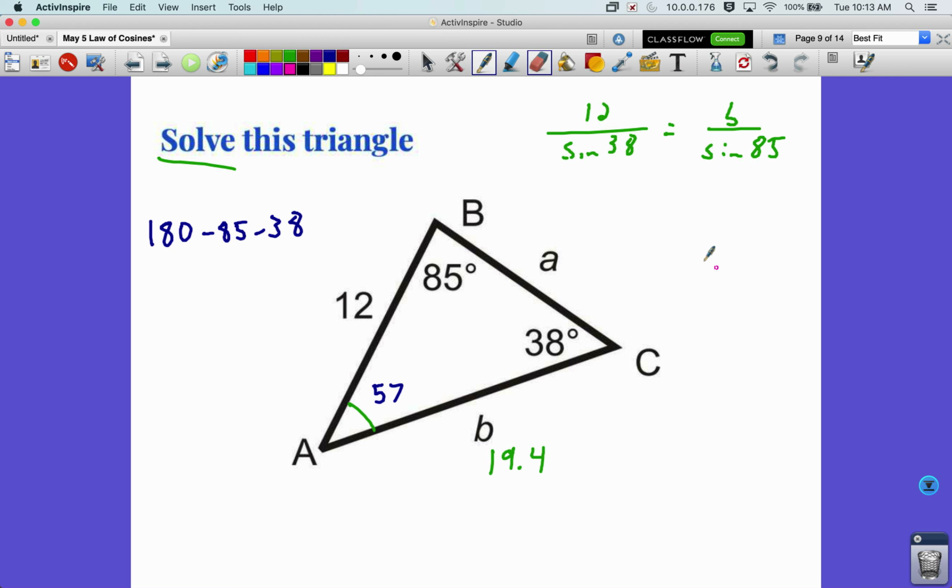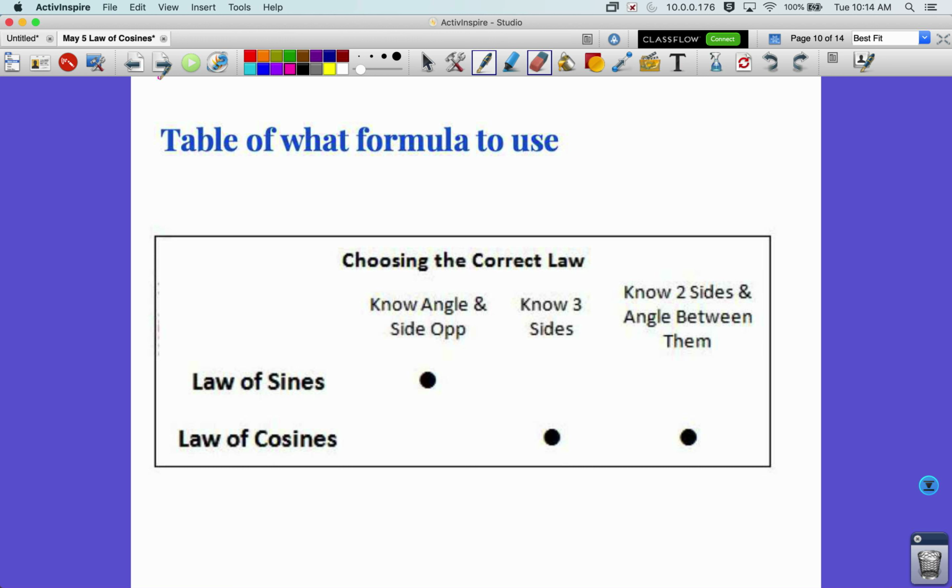Now I can do law of sines, and I'll do 12 over sine of 38 again equals A over sine of 57. 12 over sine of 38 times sine of 57. We get that this length over here is 16.34 units. Little degree marker there. Okay, so this triangle is solved. We have all of the information.